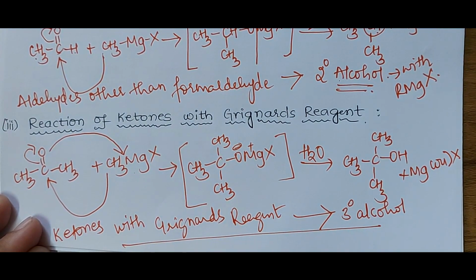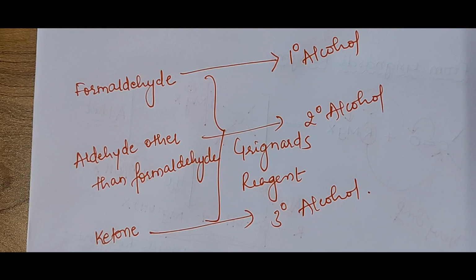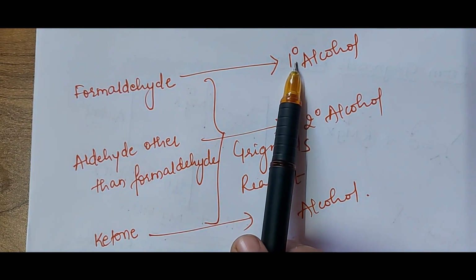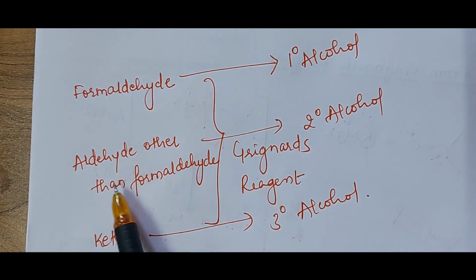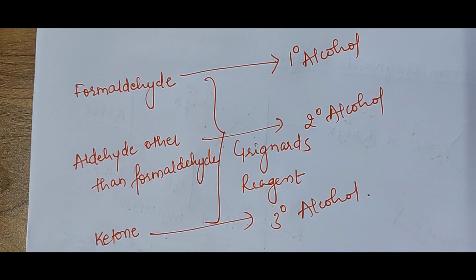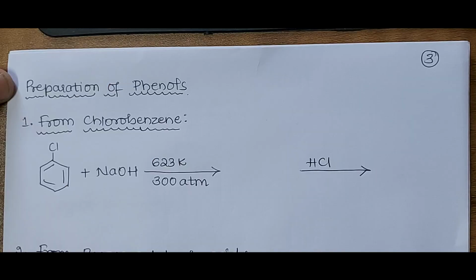So we'll conclude it. When you conclude, you should always know that formaldehyde with Grignard's reagent gives primary alcohol, aldehydes other than formaldehyde with Grignard's reagent give secondary alcohol, and ketones with Grignard's reagent give tertiary alcohol. So this you have to remember.